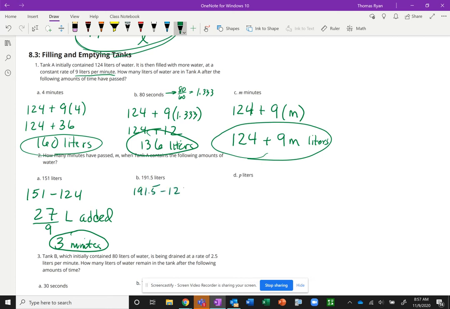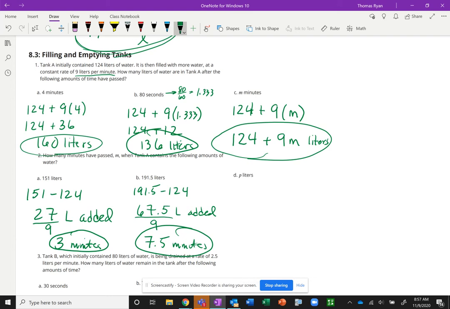191.5 minus what we started with, because that's what was sitting in the tank. So that means over the time, there were 67.5 liters that were added. Again, if they're adding at a rate of 9 each minute, we need to cut 67.5 into 9-liter chunks to give us 7.5 minutes. Should make sense, right? There was more water added, which means it ran for longer.